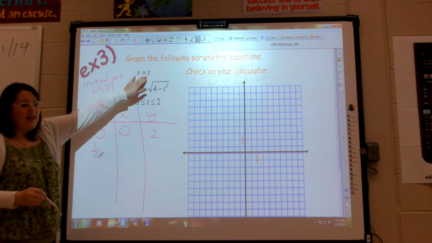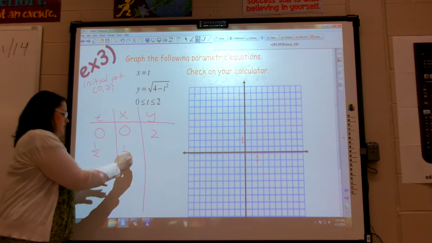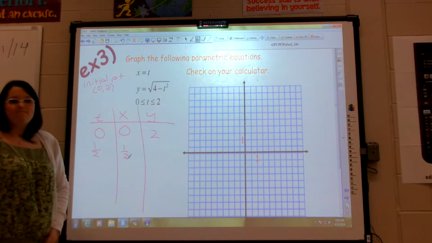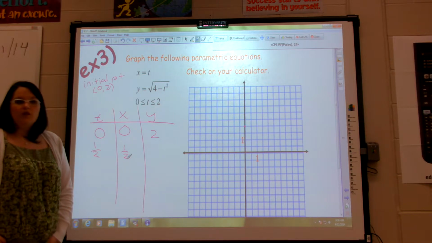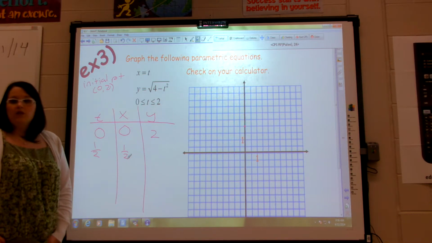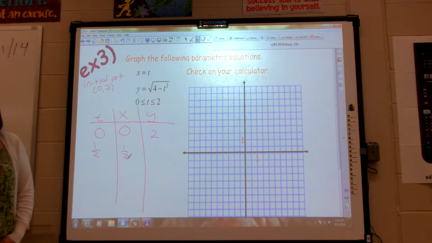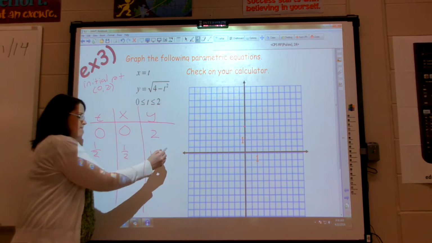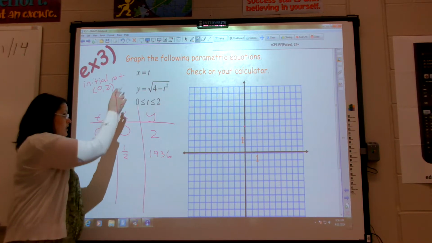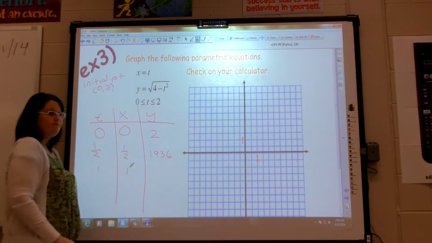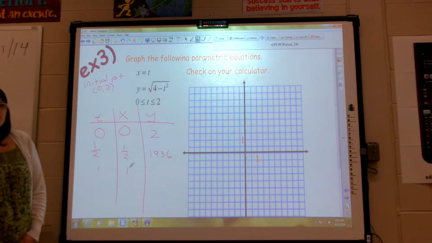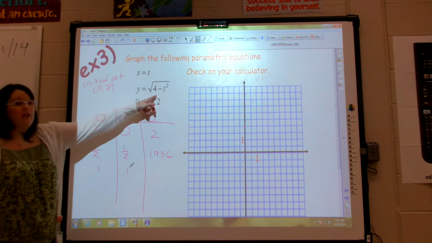When I plug it in, x is also a half, correct? What will I get here? You may use a calculator, so it's going to be a decimal. Someone else get that? Yeah. Okay, plug in 1. t is also 1. What will y become? The square root of 3, which is a decimal.